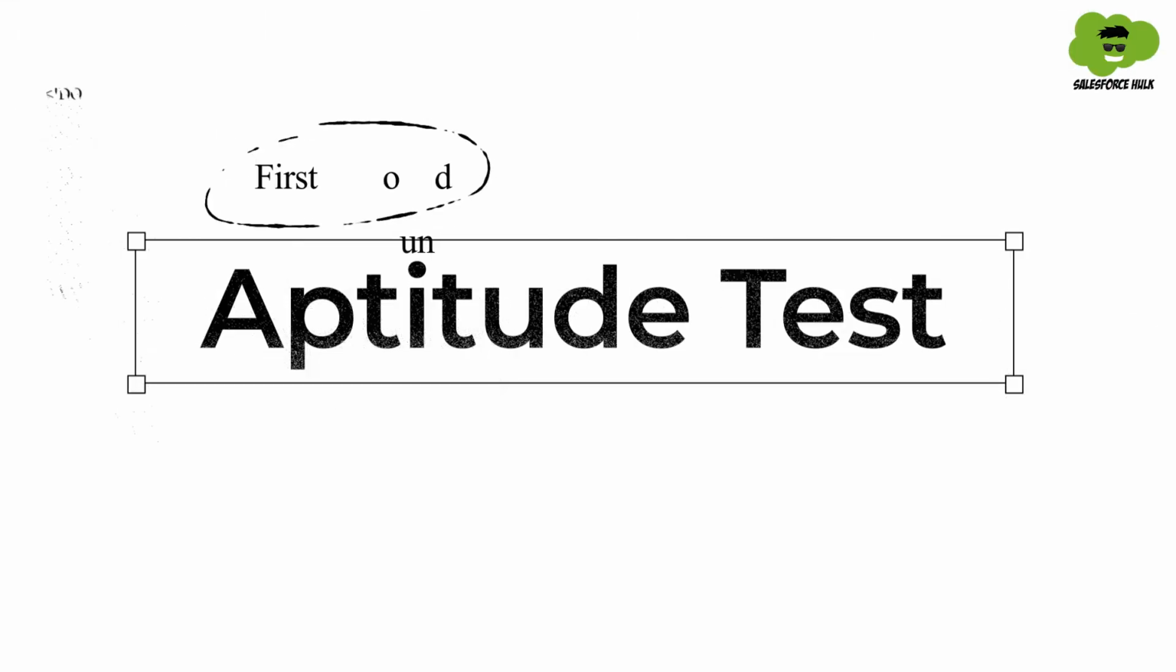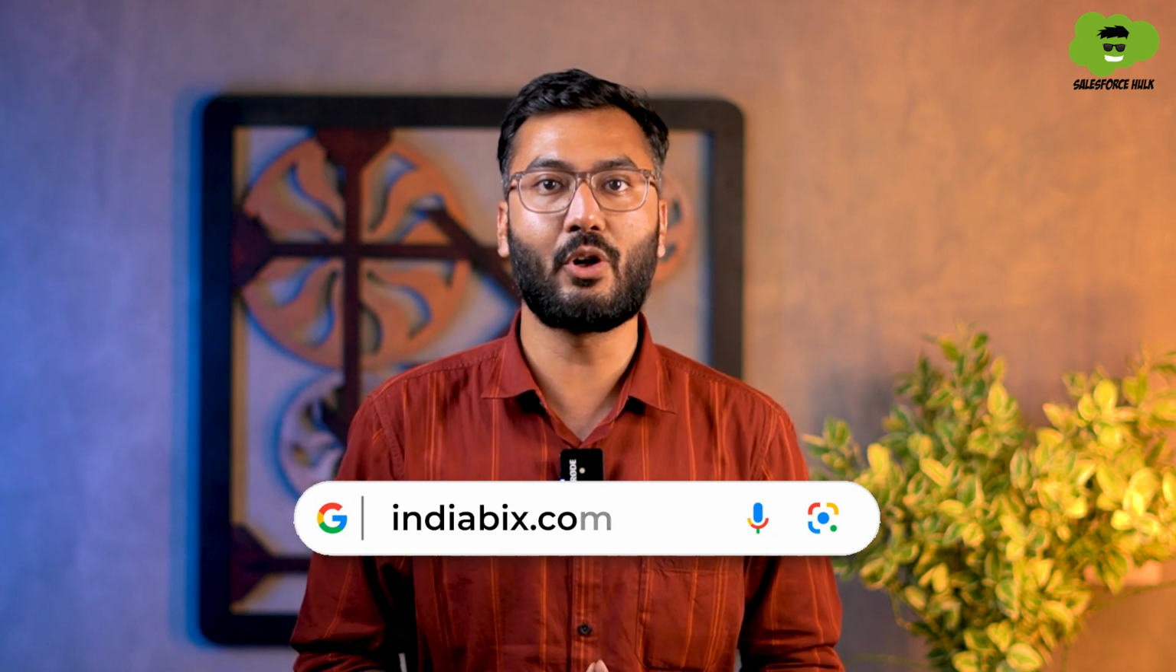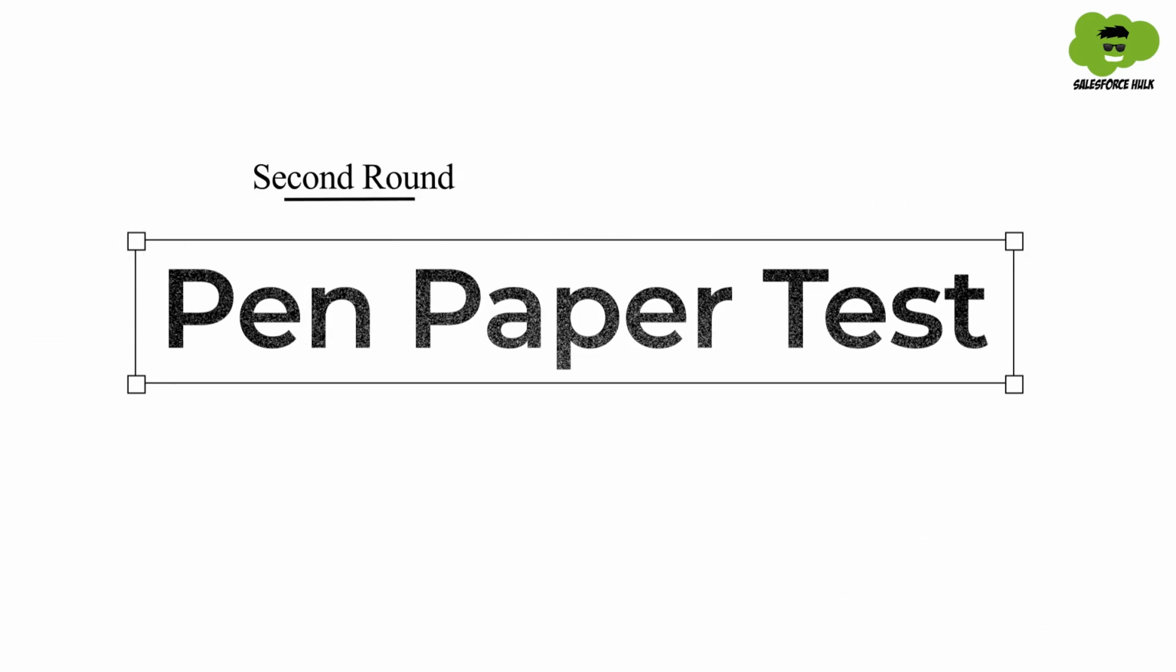The first round is the aptitude test that will assess your logical skills, problem solving skills and critical thinking skills, for which you can prepare from websites like indiabix.com or freshersworld.com, which provide simple questions and practice tests that allow you to understand topics like numerical ability, logical reasoning and data interpretation. But it's also important to know that this round is generally for freshers, to know whether they are trainable or not.